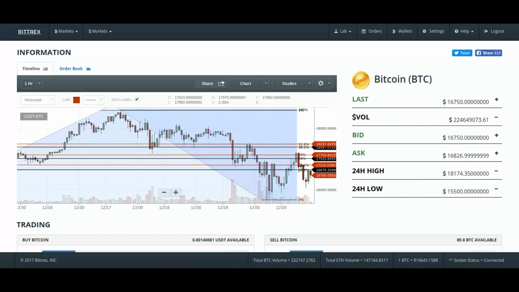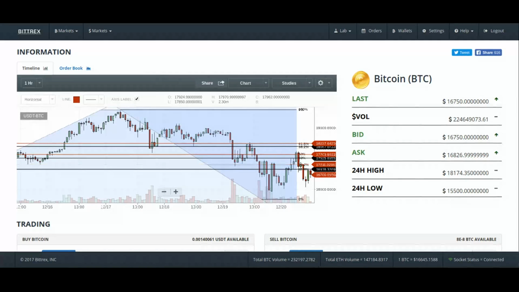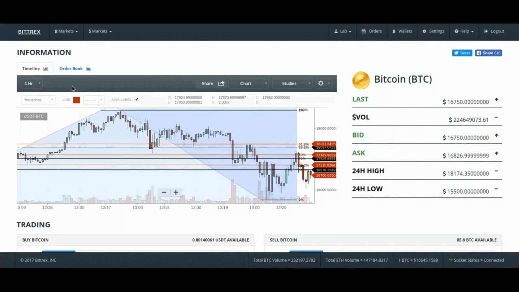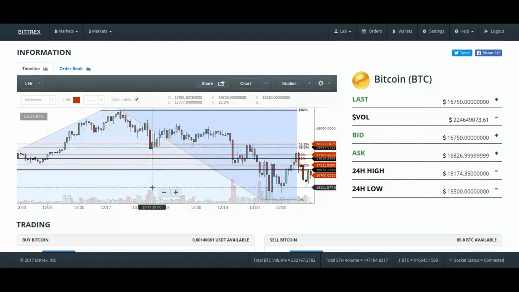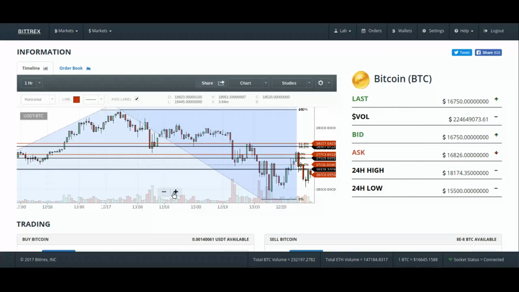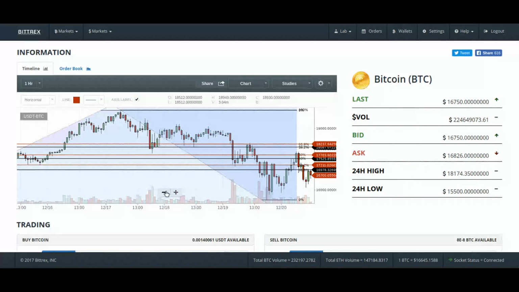Let me see. It's so much to go through. Moving averages, man, it's so much to go through. I'm just gonna do something basic real quick though. Let me do this. Let me get rid of some of this stuff.